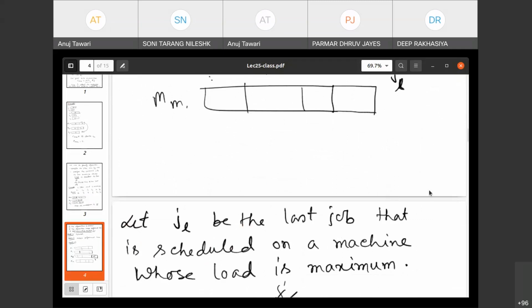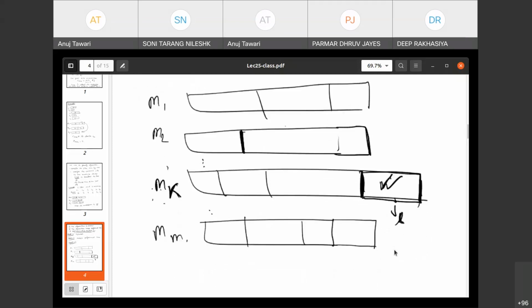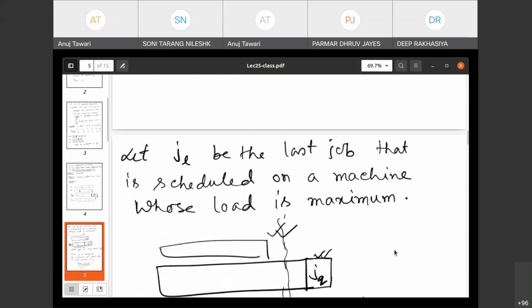So let JL be the last job that is scheduled on a machine whose load is maximum. So we have done all these schedulings on M1, M2, that's it. In general case, we have M machines. Okay. And let's say MK is the machine which has the highest load. Okay. So because that is going to decide what the makespan is. The machine with the highest load and how much time it is taking. So I'm just looking at the last job here. Let's call that job JL.